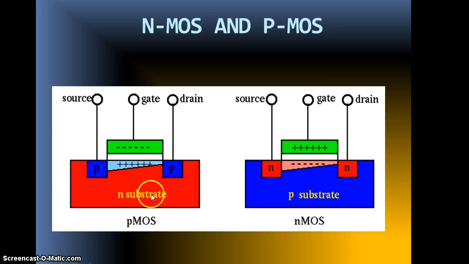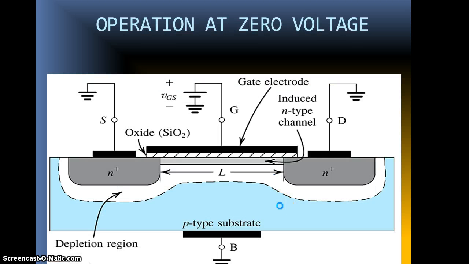For the PMOS type, this is exactly opposite. It's an N-type silicon substrate with P-type dopants forming the source and drain. Here forms an induced P region, P layer, which is also tapering. You can see here this is positively charged and this is negatively charged as compared to the NMOS type, which is exactly opposite.